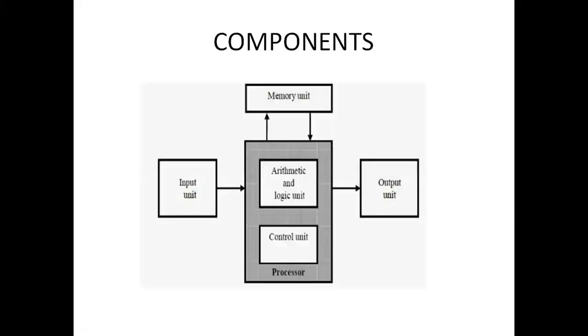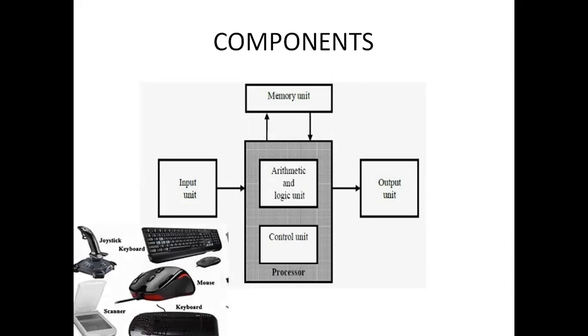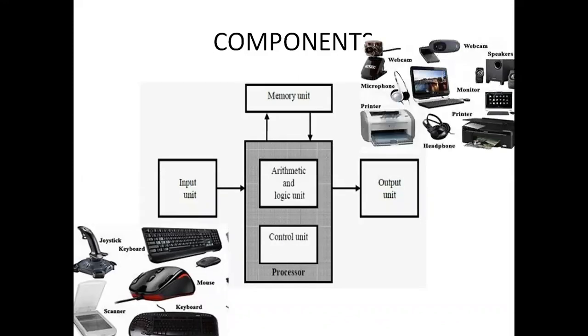In this video, we will see about functional units of the computer system, or components of the computer system. These are the components of the computer system, such as input unit, output unit, arithmetic and logical unit, control unit, and memory unit. The input unit is used to get the input from the user by using keyboard, joystick, scanner, mouse. The output unit is used to display the output on the screen by using monitor. These are examples of the output unit.